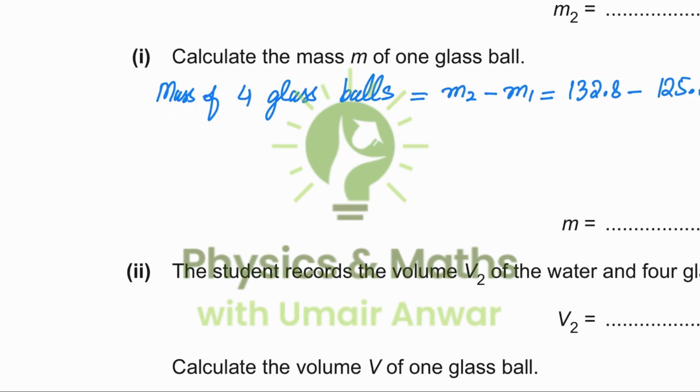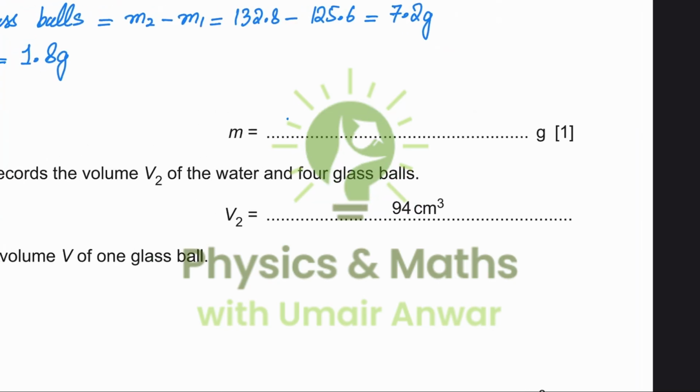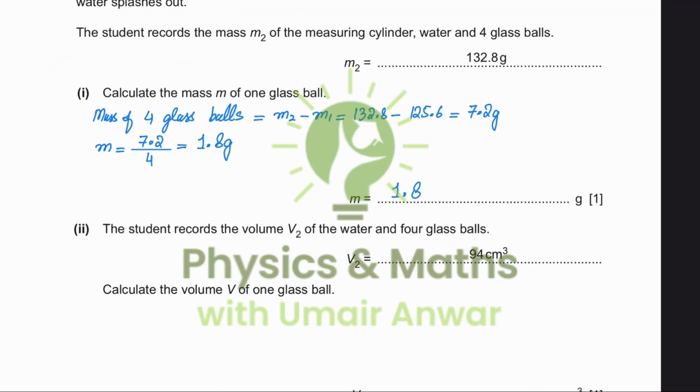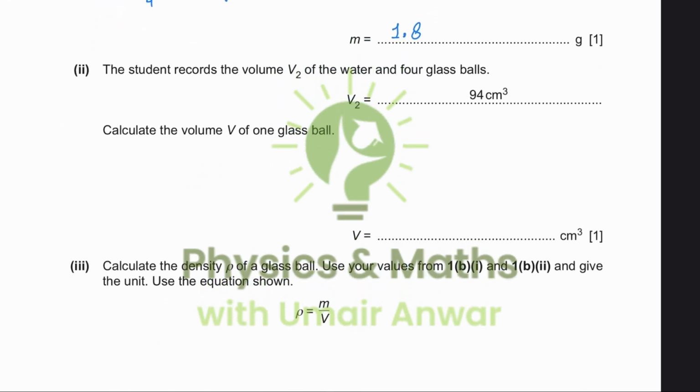Now, if we are going to find the mass M of 1 glass ball, for that 7.2 should be divided by 4, and the answer will come out to be 1.8 grams. So gram is already written over here. I'm going to write 1.8. This is going to be the mass of 1 glass ball. The next part says the student records the volume V2 of the water and the 4 glass balls, and it comes out to be 94 centimeter cube. Calculate the volume of 1 glass ball.